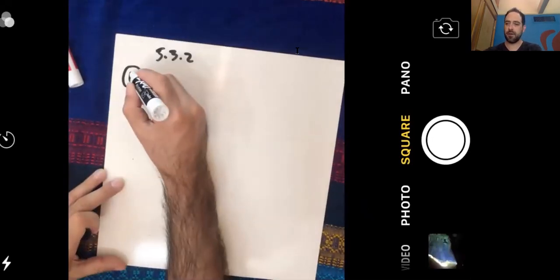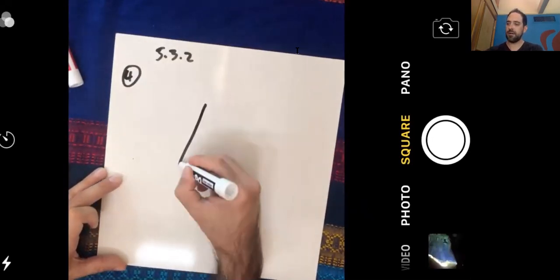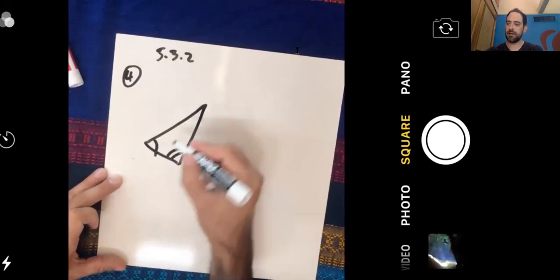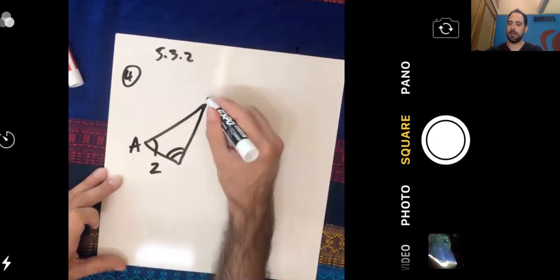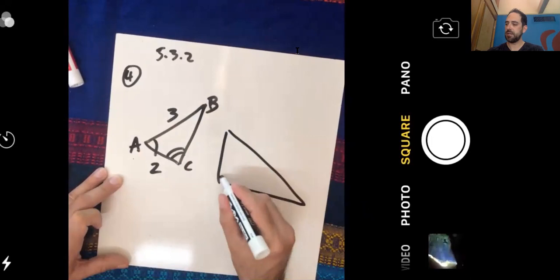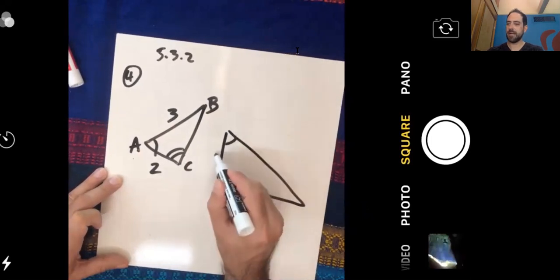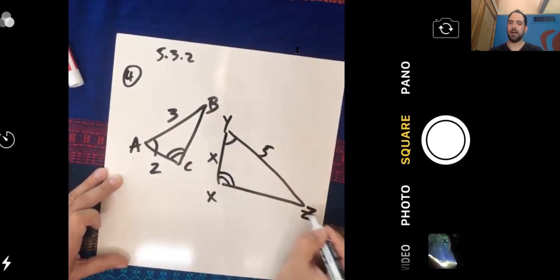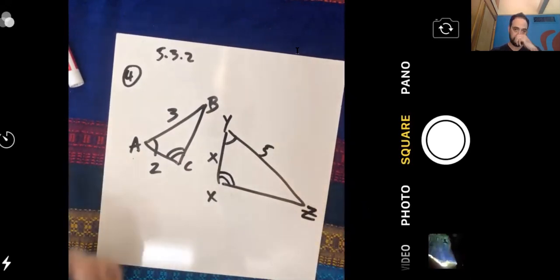This is number 4, and we have this triangle here. It looks like we have 1 tick mark, 2 tick marks for that angle. This is 2, A, B, C, that's 3. Then we have this triangle over here, 2 tick marks, 1 tick mark. We're calling this X, we're calling that 5, Y, X, Z.